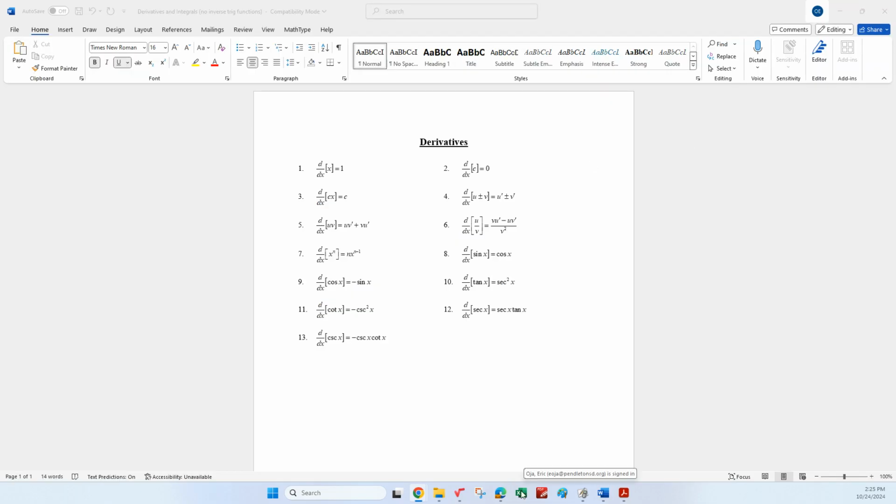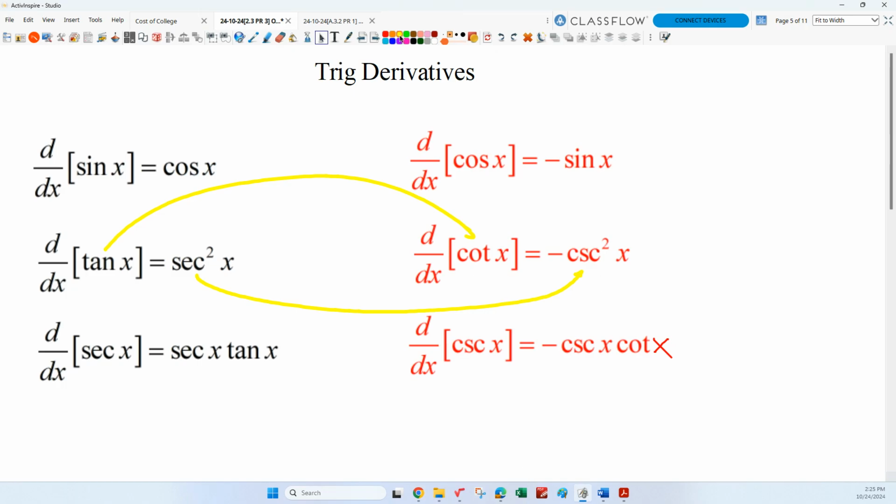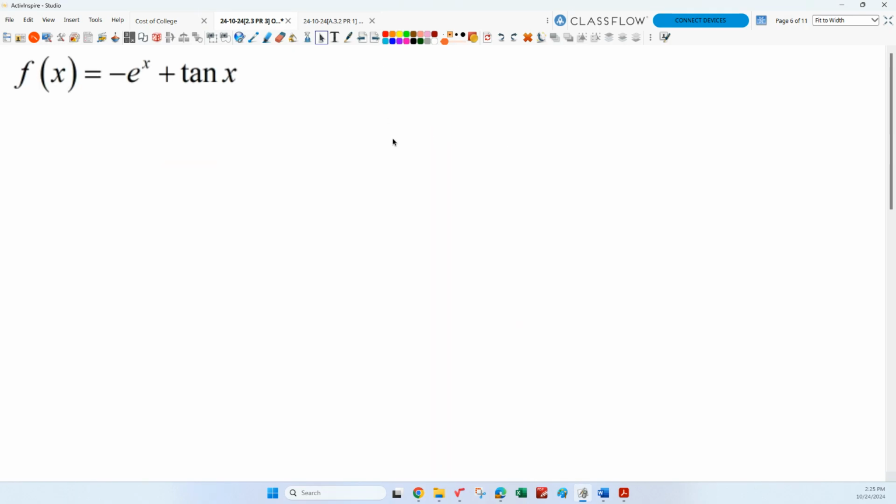Okay, back to business. Here we go. Let's practice these. Try to not use your cheat sheet, but tell me, what's F prime? Right? Done.